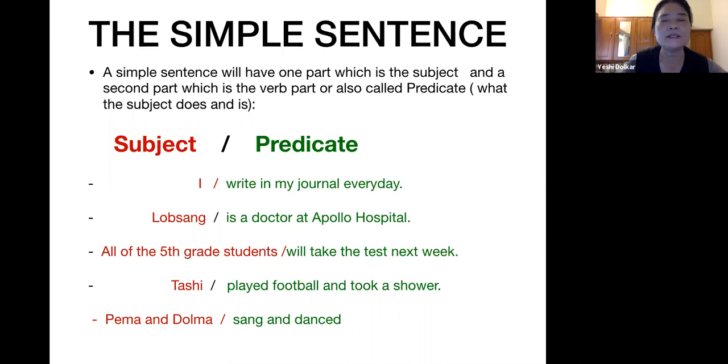I write in my journal every day. I is the subject. Write in my journal every day, all of that is about I.